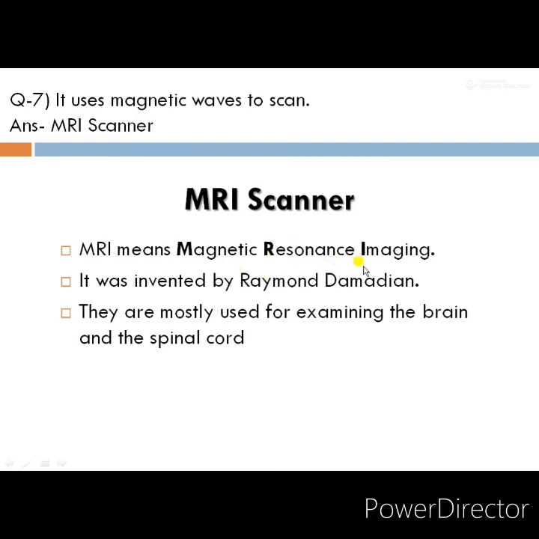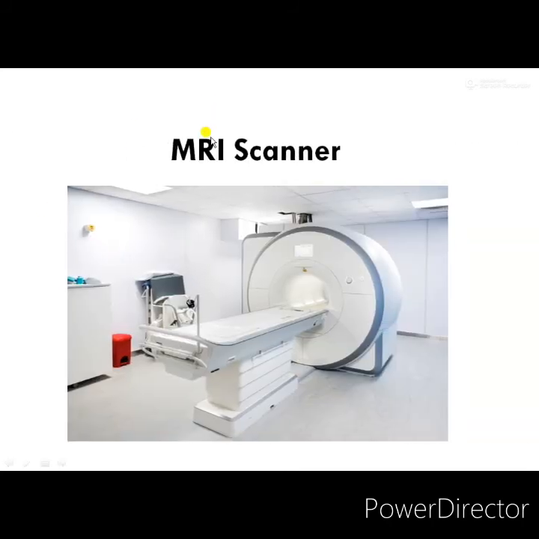As the name represents, this machine works using a magnetic instrument. This was invented by Raymond Damadian. This instrument is used for examining the brain and spinal cord. Students, while being examined with this instrument, patients are not allowed to keep any metallic objects or tools with the body, as they are attracted by the magnetic machine. Now I will show the picture of the MRI scanner. See, this is the MRI scanner.